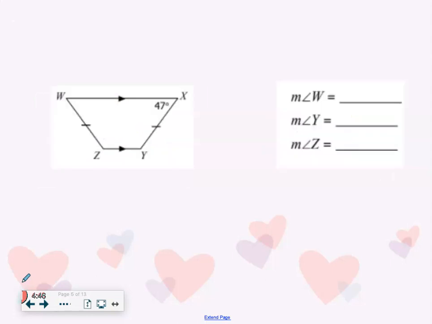Okay. So now we have an isosceles trapezoid. So what other angle is 47? Yeah, remember base angles are the same. 47. That's W. How can we find Y? Yeah, subtract from 180. 133.